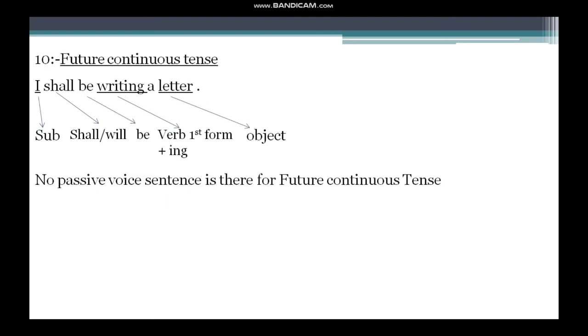Future continuous tense: you can only see the formation of future continuous tense sentences in active voice, because there will be no passive voice sentences in future continuous tense. So the formation of the sentence in future continuous tense will be, I shall be writing a letter, and here we will not change this sentence into passive voice.